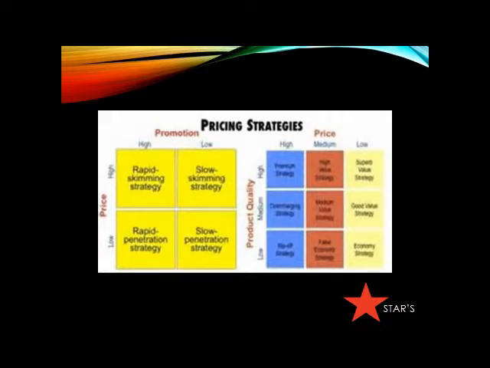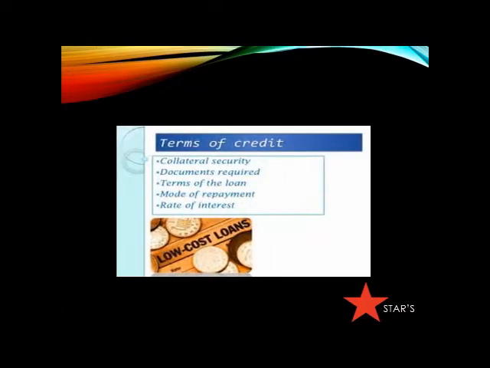So first of all, we have one point: pricing policy and strategies. The pricing policy and strategies are the guidelines which help the marketer in determining the price so as to match the market needs. The price of a product depends upon factors like demand, cost, nature of product, nature of customer, trade customs, competition, distribution channel, etc. After that, terms of credit.